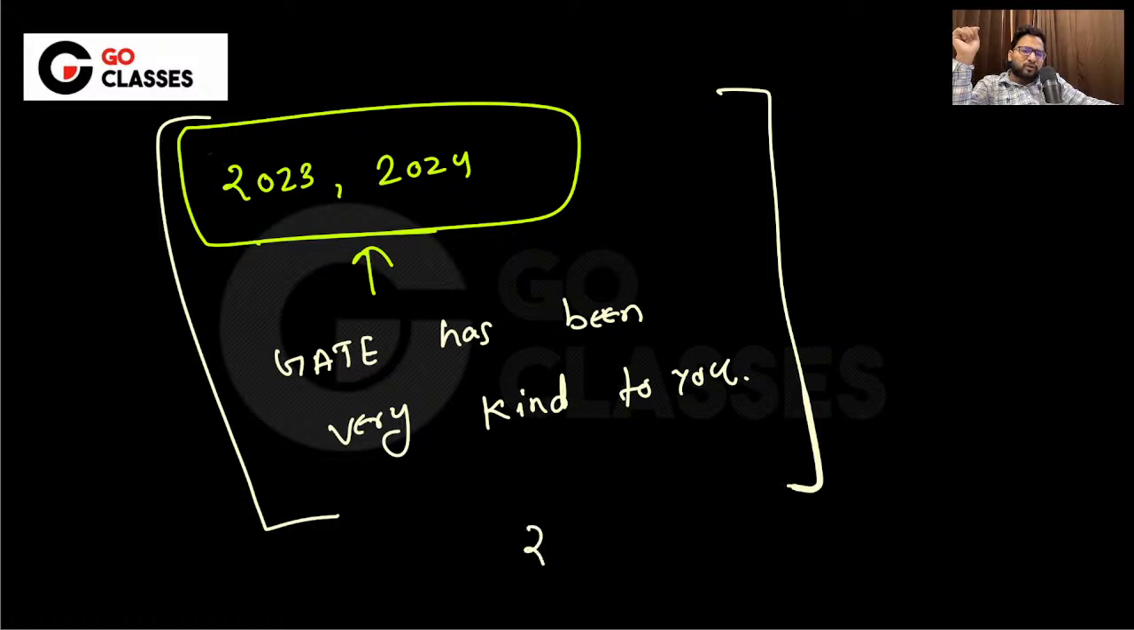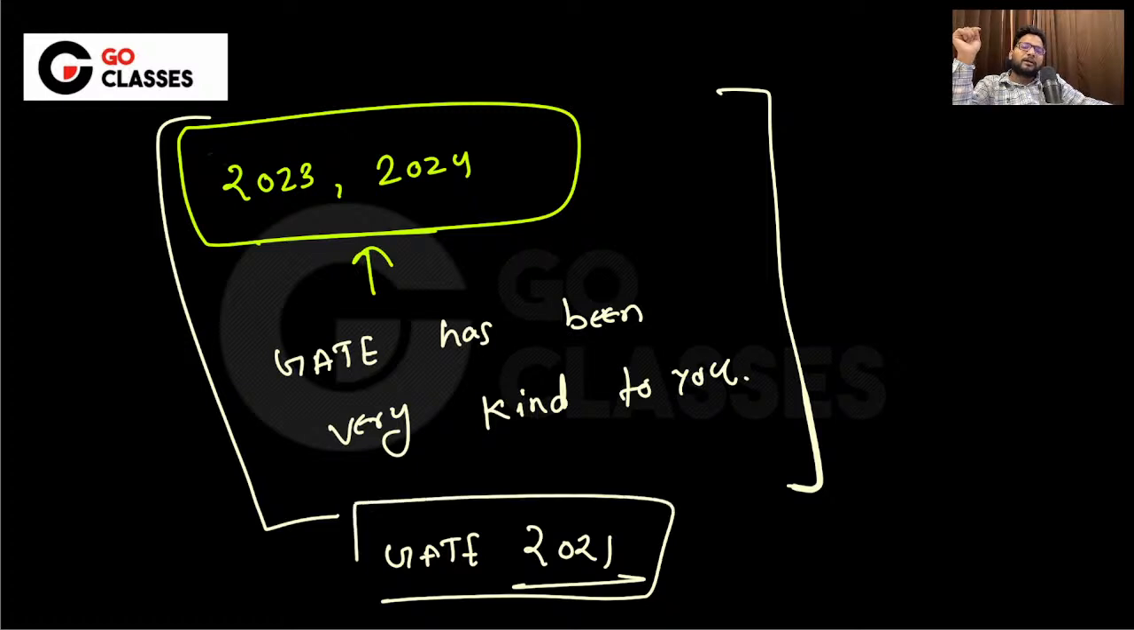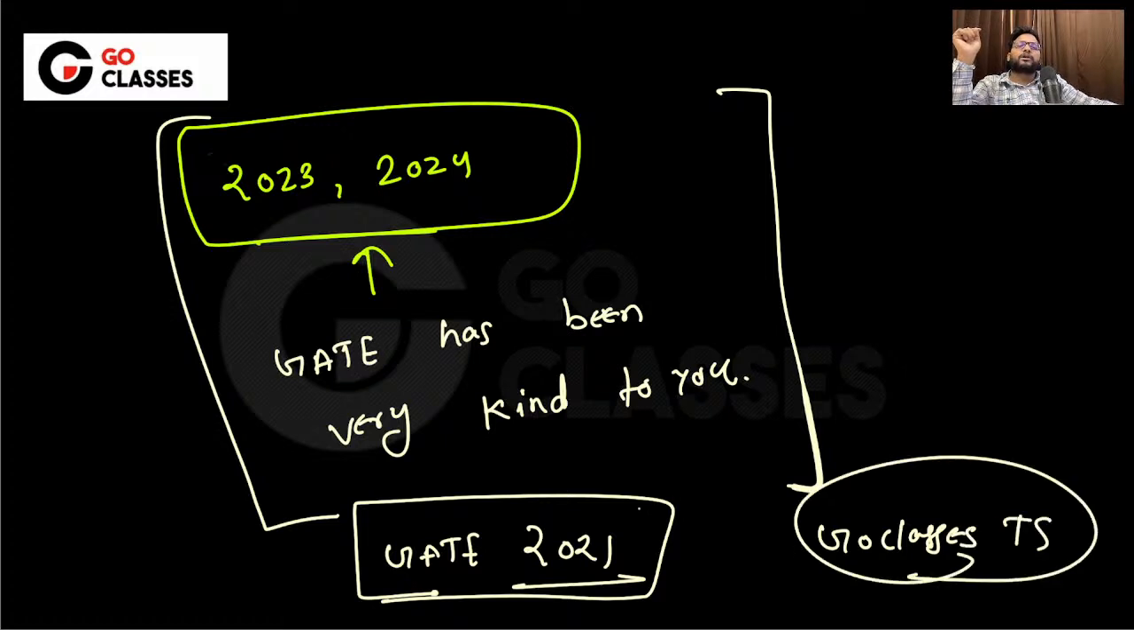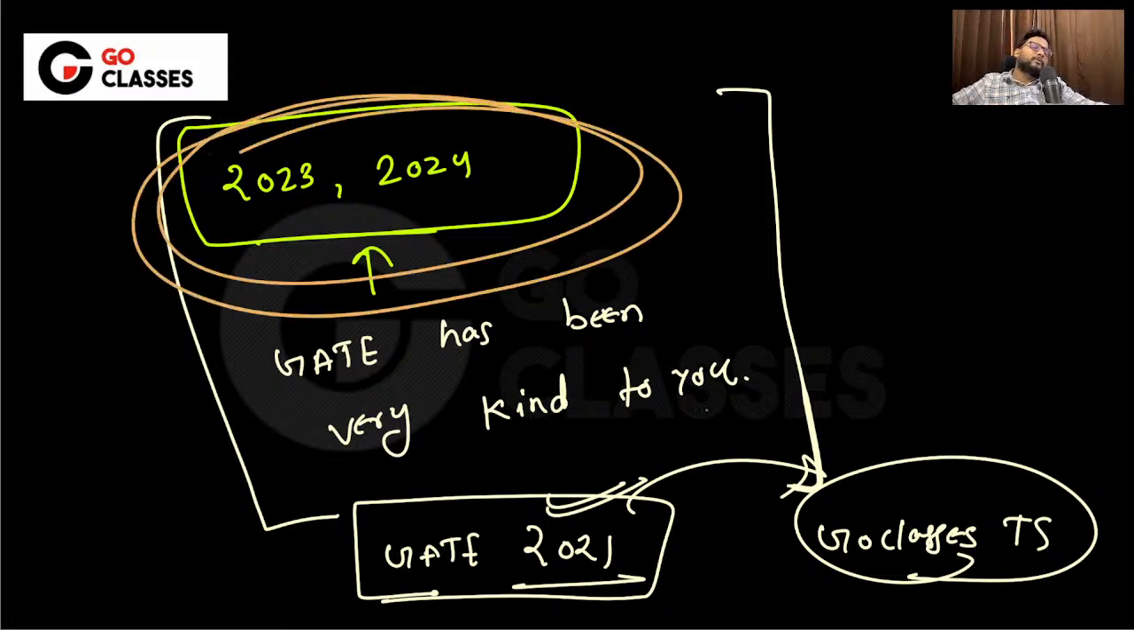You just see Gate 2021. To be honest, you will feel that the GO Classes test series is far easier than Gate 2021. Once you see this paper, people are saying, okay, why are so many tricky or good questions there in the GO Classes test series. See, just because of 2 years you can't say that for the next year it will be very kind to you. You should know the concepts, right? You should have good conceptual knowledge. You can't rely on an easy paper.